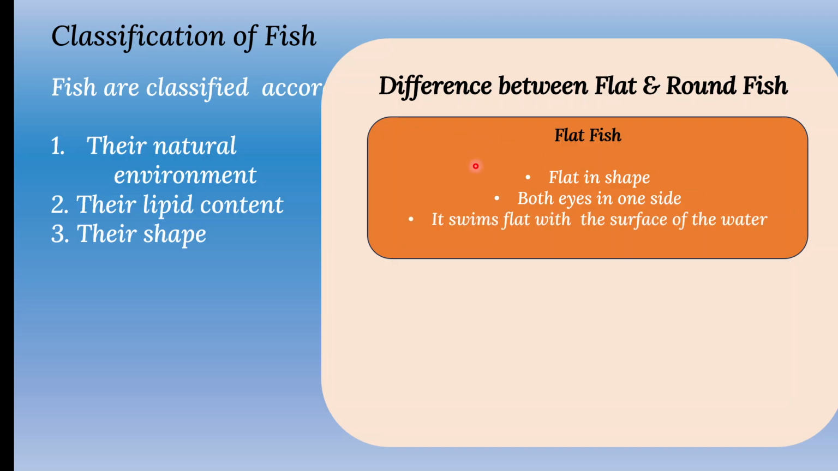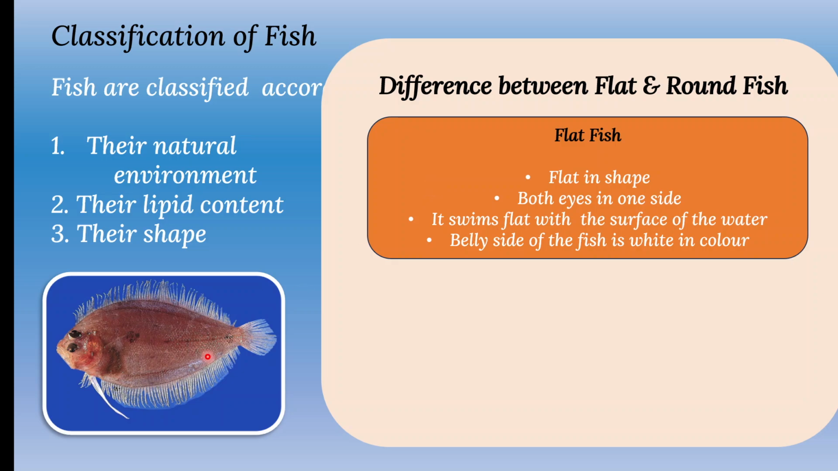It swims flat with the surface of the water. It swims flat. You understand that. The belly side of the fish is white in color because it is always in touch with the water. Okay. Let us see the image. You can see here it has two eyes on one side only. It is flat while swimming. The belly side we can see from this side of the image.